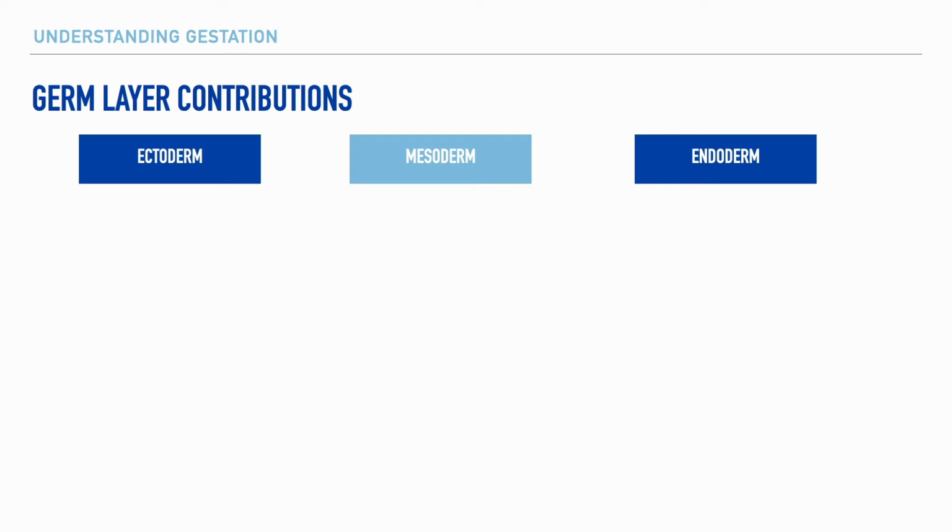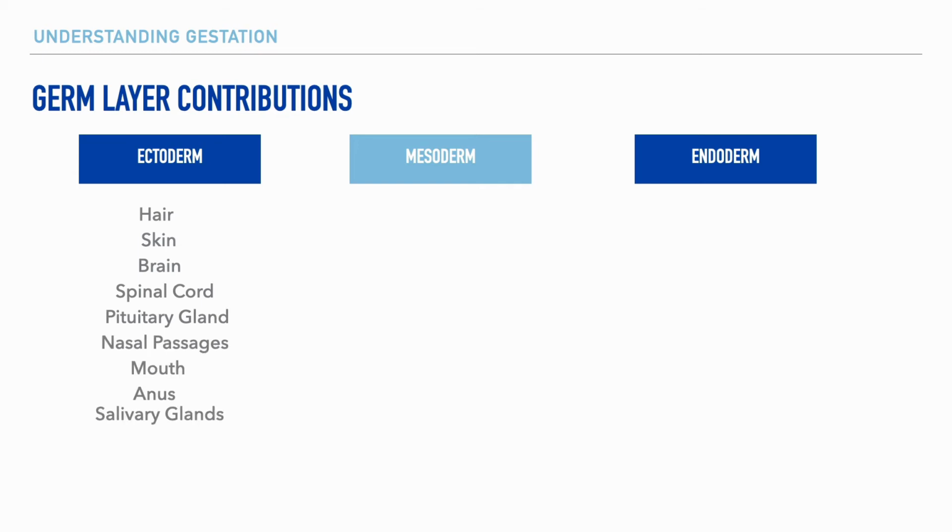Now, just for reference, here's a list of contributions made by the 3 germ layers we've just identified. The ectoderm is responsible for the production of things such as hair, skin, our brain, the spinal cord, the pituitary gland, our nasal passages, the mouth, anus, and salivary glands.